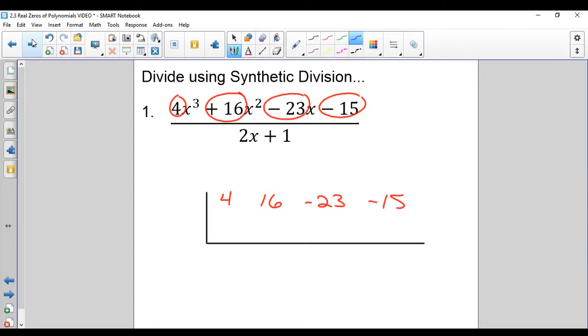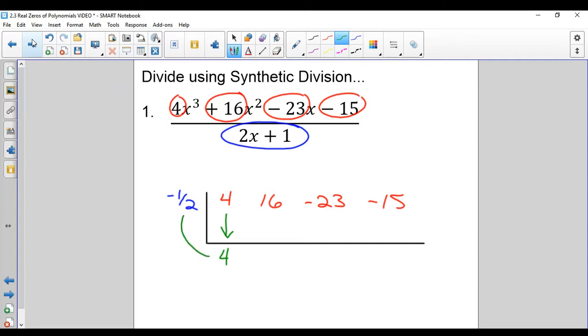The zero of this, which would be negative 1/2, is what goes outside the box. All right. Now, we do need to drop down this first number just to get us started and set up. We are set up at this point. All right. You're doing two operations. You're multiplying and adding. Multiplying, adding, all the way till you hit the end.